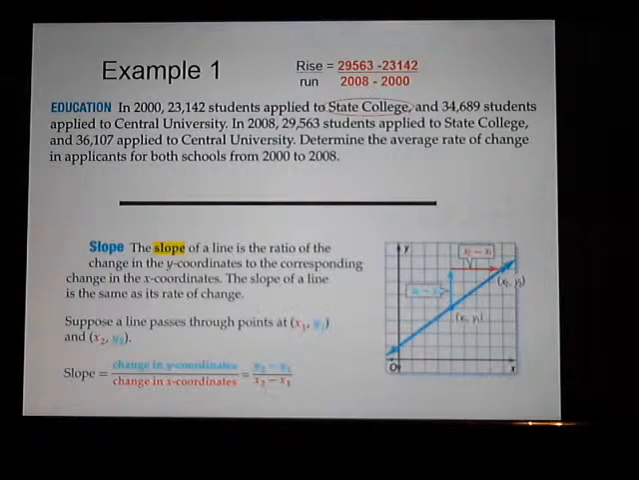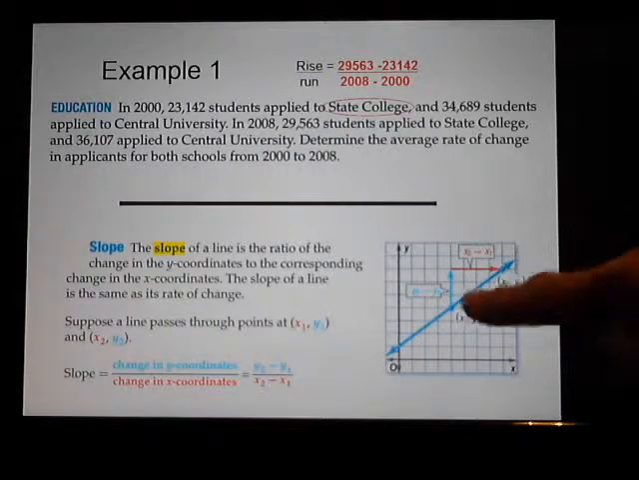Okay? All right, so moving on, slope is the ratio of the change in y coordinates, like rate of change, to the corresponding change in the x coordinates, like rate of change. And the slope of the line is the same as its rate of change. So rate of change and slope, same thing. And of course, here's your slope coordinates. And we've discussed that, and you've done it a lot in Algebra 1, but just a reminder.